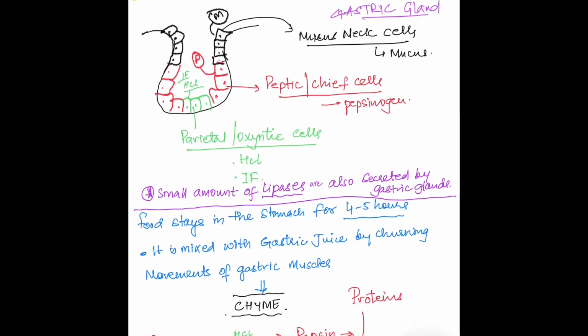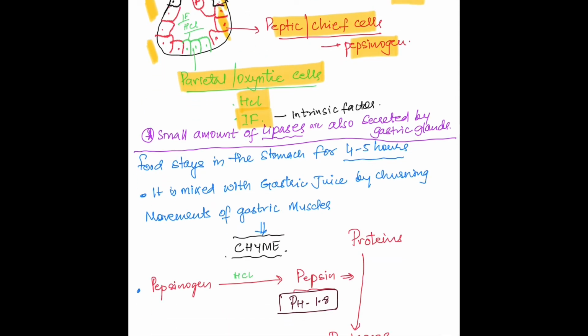Gastric glands are present in the mucosa of the stomach. This is a diagrammatic representation of a gastric gland. It contains mucous neck cells which secrete mucus, peptic or chief cells which secrete pepsinogen, and parietal or oxyntic cells which secrete hydrochloric acid and intrinsic factor. The acidic pH of stomach is maintained by hydrochloric acid, and intrinsic factor is required for absorption of vitamin B12.